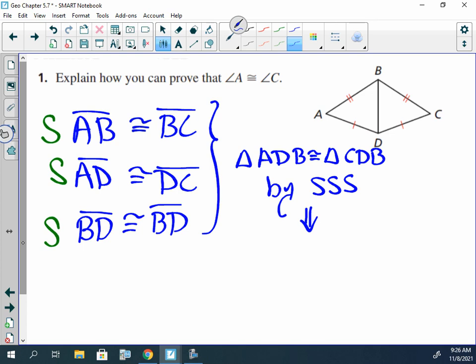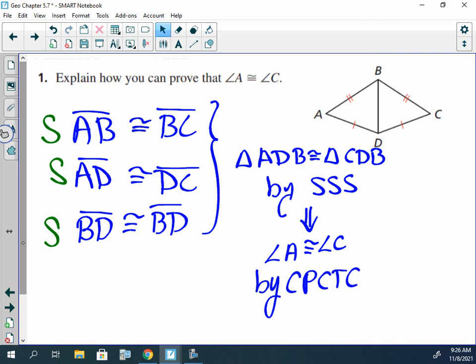Now, because the two triangles are congruent, we can say that angle A is congruent to angle C by CPCTC. So really, to be able to use CPCTC, corresponding parts of congruent triangles are congruent, we really have to prove that the two triangles are congruent first.